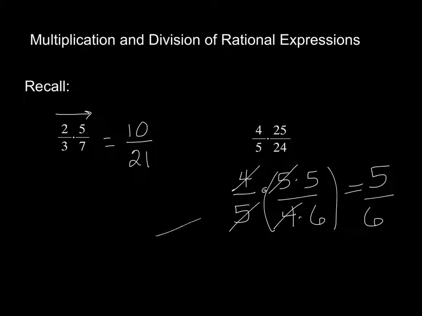So this is actually the approach we're going to use when we're multiplying polynomial expressions. We're going to factor our polynomials first and then reduce anything on the top with anything that's on the bottom. We're going to reduce that before we multiply.